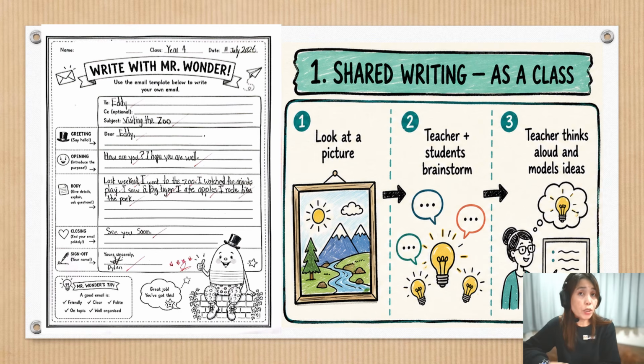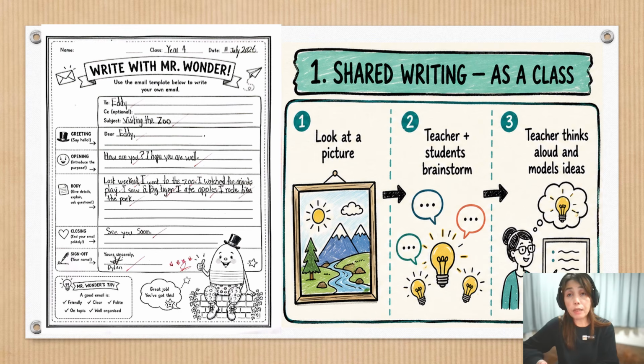So this visual summarizes stage 1. As a class, we look at a picture and build an email together. Pupils suggest ideas and phrases. I record their responses, ask questions and guide them, and think aloud as we decide what should be included.